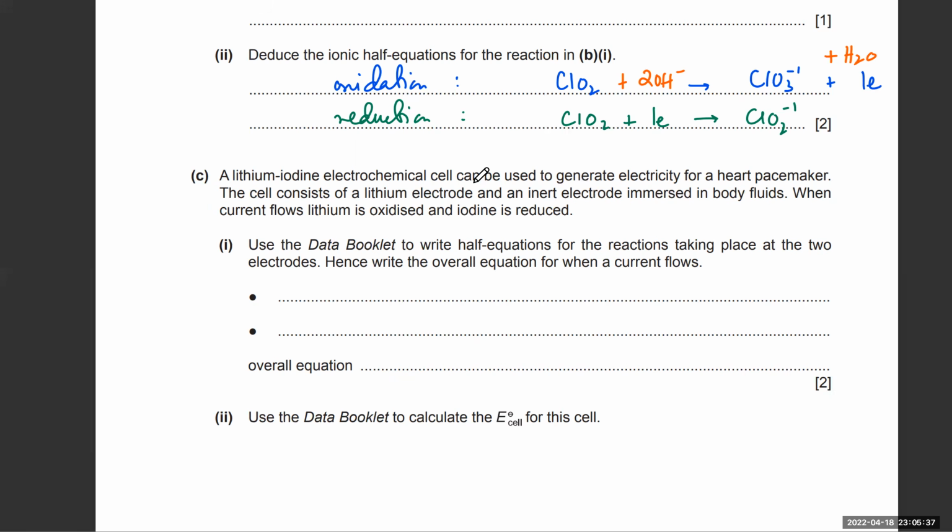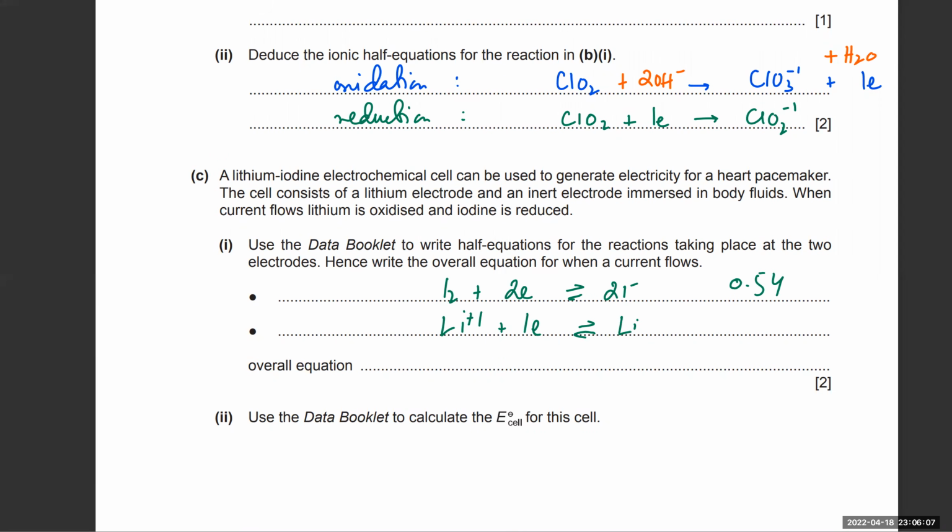The cell consists of a lithium electrode and an inert electrode immersed in body fluids. When current flows, lithium is oxidized and iodine is reduced. Use the data booklet to write half equations for the reaction taking place. So iodine is reduced. There's only one equation in the data booklet for iodine, that's this one, and that's 0.54 volts. And there's only one equation for lithium, which is this one. Lithium is +1, gains 1 electron, forms lithium.